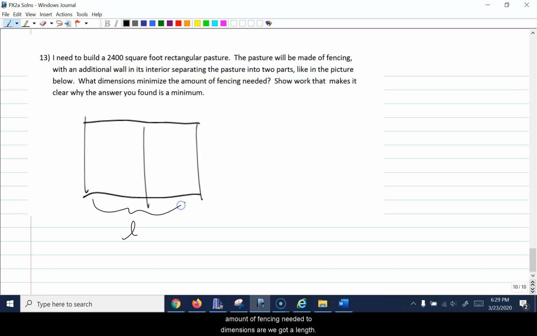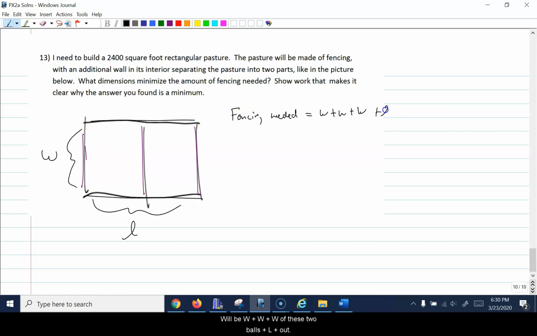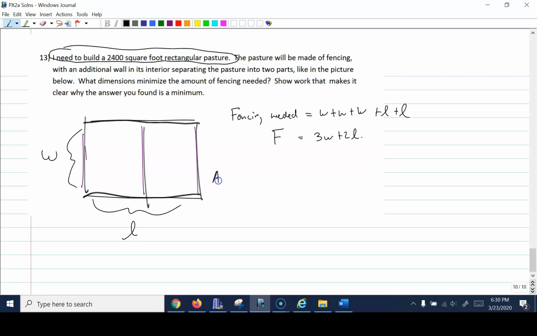There's two dimensions here. We've got a length, we've got a width. The total amount of fencing will be these 3 walls. So fencing needed will be W plus W plus W plus these 2 walls, L plus L, which is 3W plus 2L. I'll call that F for fencing. I want to minimize this, but I can't because this has too many variables. What extra constraint do I use to get rid of these variables? Well, it's going to be 2,400 square feet total. So area, length times width, needs to be 2,400.